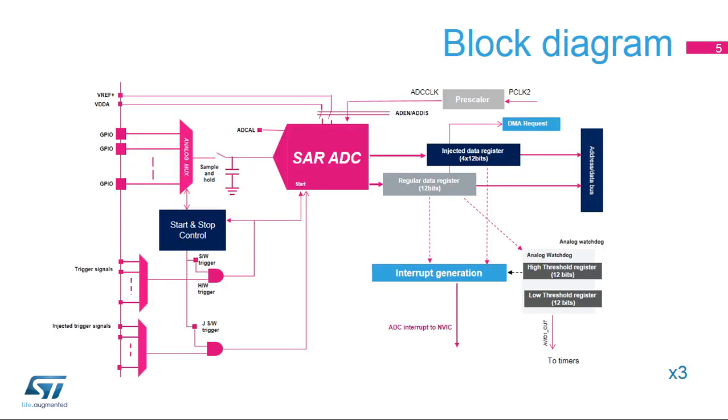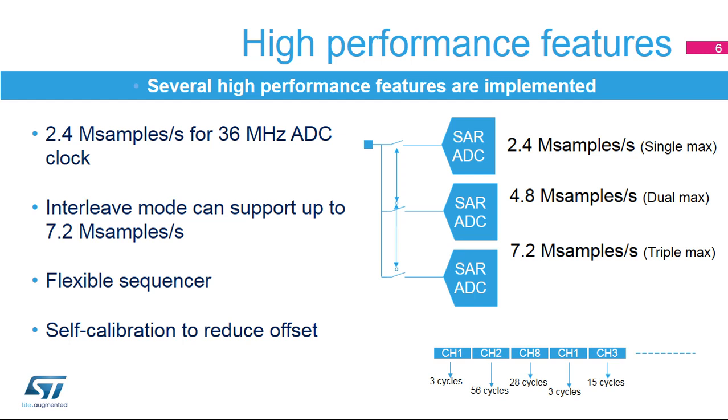This slide shows the general block diagram for the three analog-to-digital converters embedded in the STM32F7. The ADC supports up to 2.4 megasamples per second of conversion. By using triple interleaved mode, it can be extended to 7.2 megasamples per second. The sequencer allows the user to convert up to 16 channels in any desired order. Also, each channel can have a different sampling period.